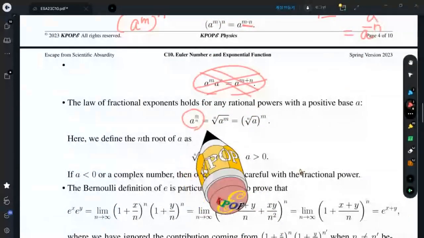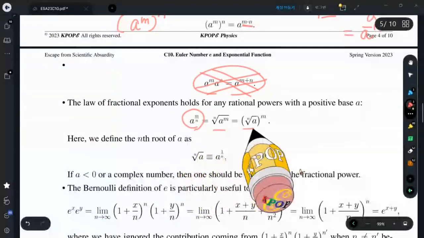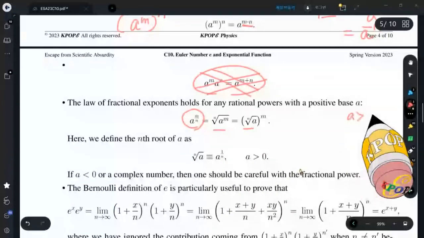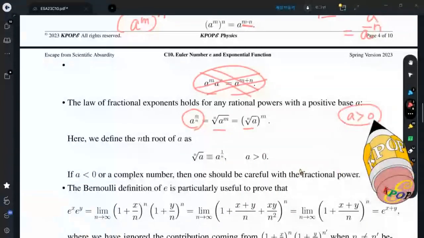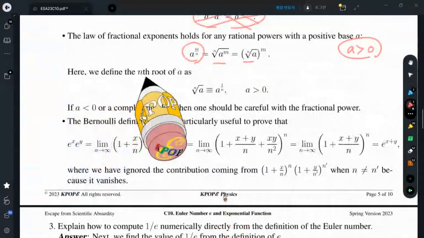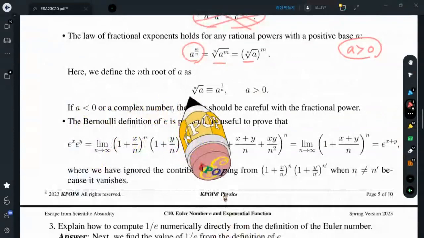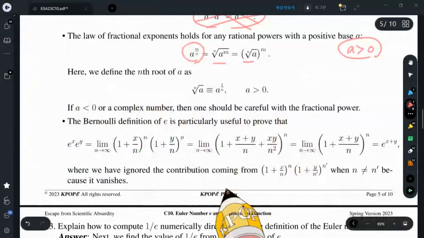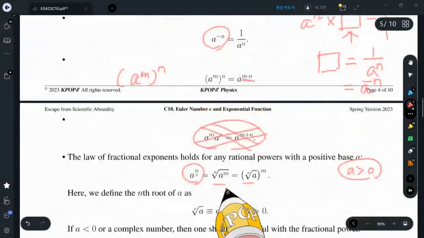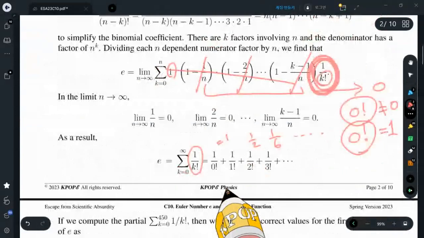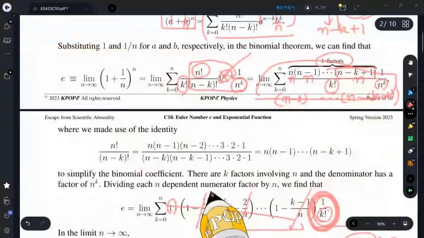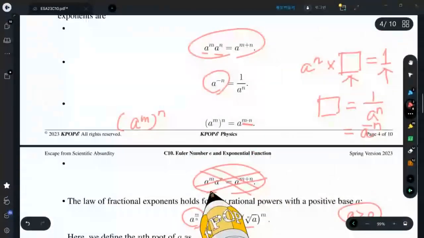So there are three kinds of notation for this. I assume A is positive. If it's not the case, it looks complicated. So here we define the nth root. The nth root, if I write nth root, that usually means it's a positive case. But these kinds of laws can be proved in a very simple way if I make use of Bernoulli's definition of the Euler number. The reason is that you will find why it is convenient.